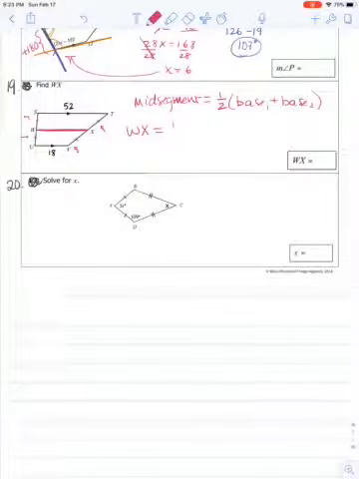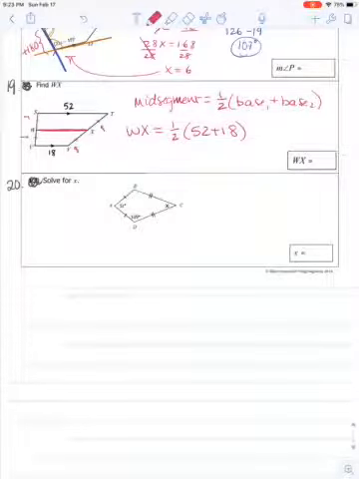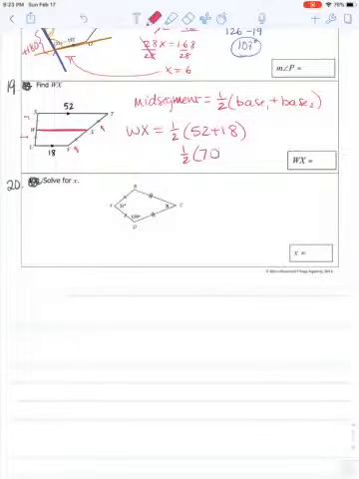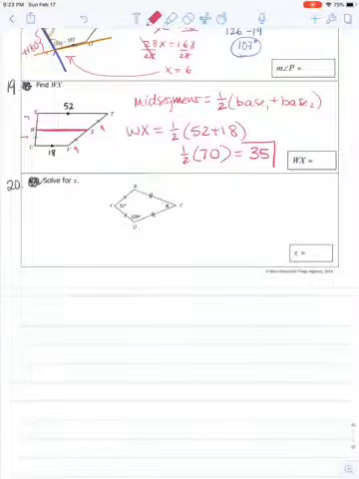The mid-segment is equal to 1/2 of 52 plus 18. That's it. So we're going to add those. That's going to be 1/2 of 52 plus 18 is 70. 1/2 of 70 is 35.